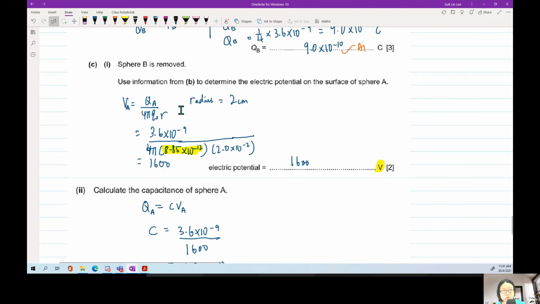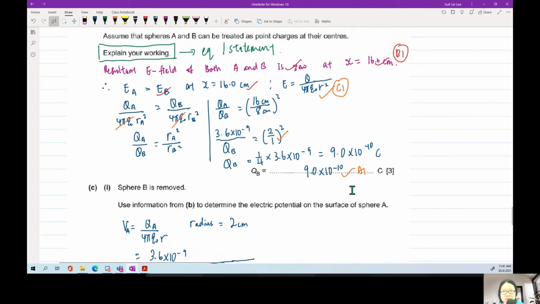So this question is pretty okay. The only slightly complicated part is this one, where you need to show the working or explain your working. But let's move on to another one where we need to talk about energy, or we need to write explanation.